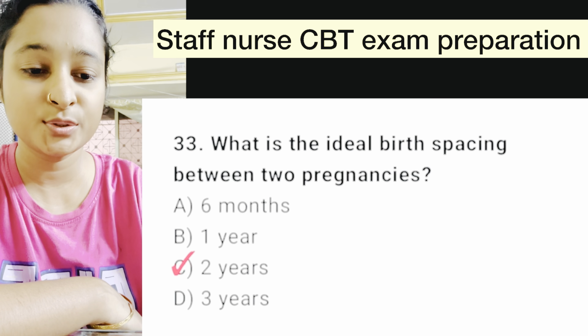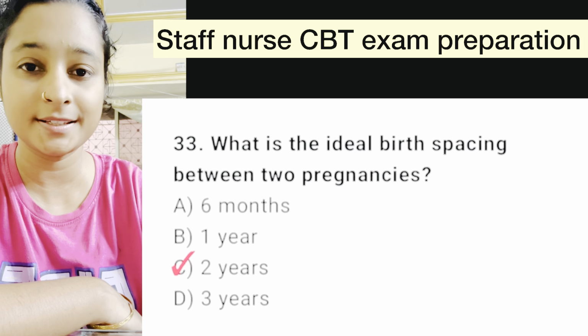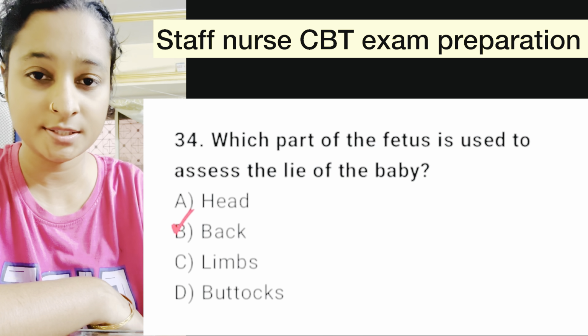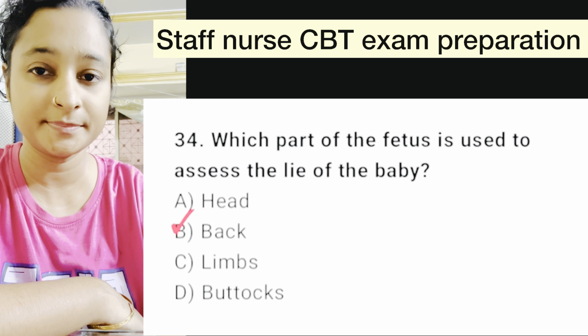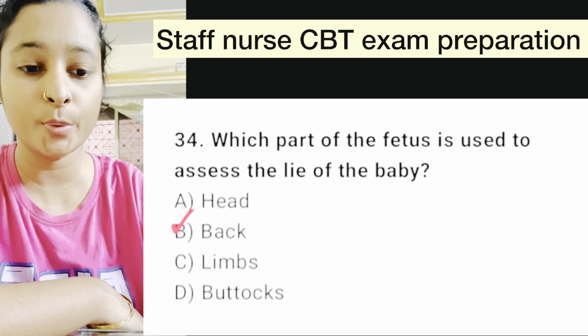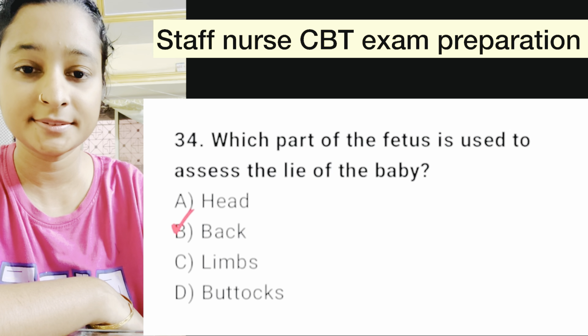Question number 33. What is the ideal birth spacing between two pregnancies? Right option is option C, 2 years. Next question. Which part of the fetus is used to assess the lie of the baby? Right option is option B, back.